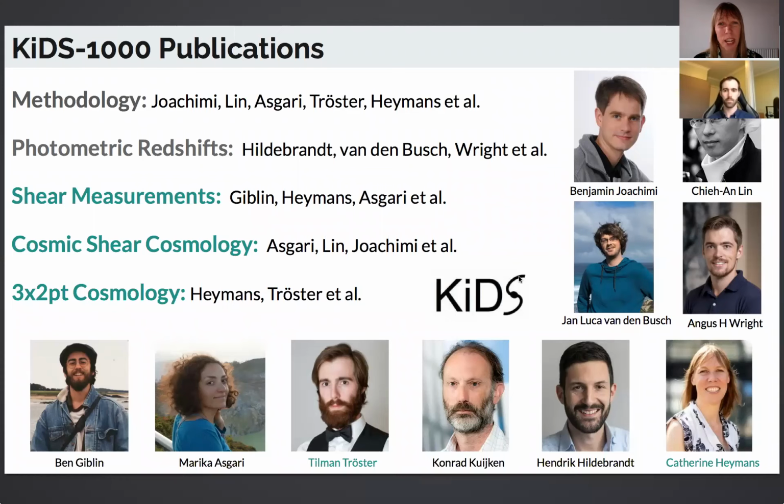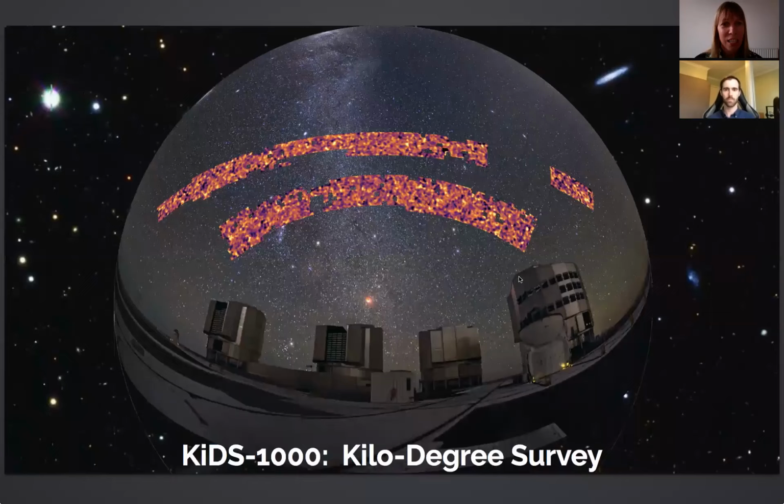We'll take you through how we actually make these measurements very briefly, the cosmology constraints from our cosmic shear analysis, and also something that we're calling a 3 times 2-point analysis, which will become clear if you haven't heard this terminology already. Okay, so what is KIDS?